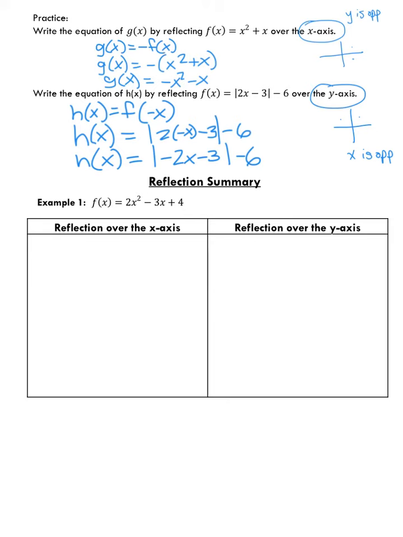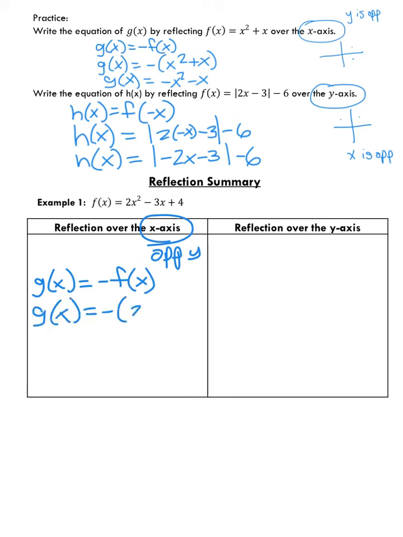Okay, so we know that if we are going over the x, that's opposite y. So I'll call this first one g of x. So g of x equals the opposite of f of x. That's our y. So g of x equals the opposite of the whole function, 2x squared minus 3x plus 4. So g of x equals negative 2x squared plus 3x. We're changing everything to its opposite, minus 4.